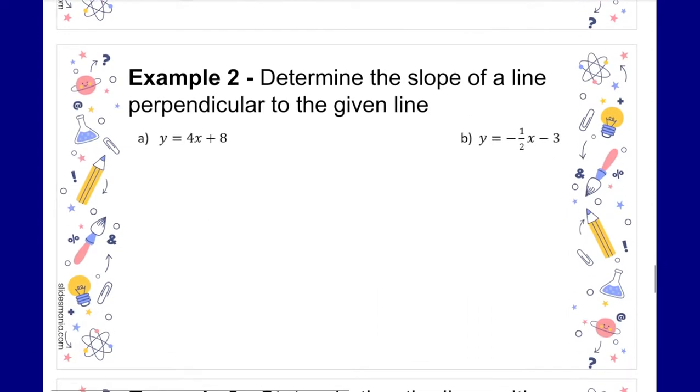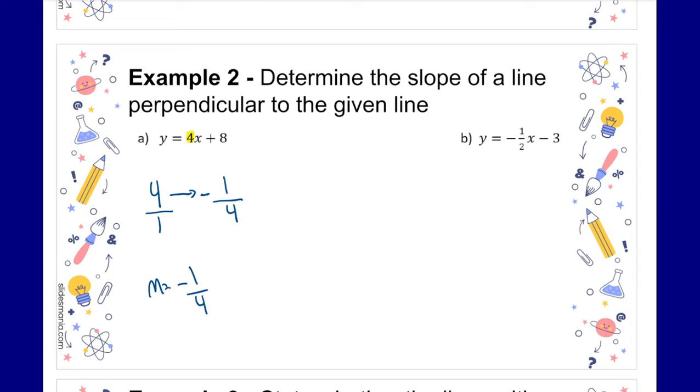For example 2, we want to determine the slope of a line perpendicular to the line we're given. Again, identify the slope, or the multiplier. In this case, it's 4. If I want a perpendicular line to that, I need to flip it. 4 as a fraction is 4/1, so when I flip it, it becomes 1/4. And then I give it the opposite sign. The original slope is positive, so my perpendicular slope will have to be negative. So the slope for my perpendicular line will be negative 1 over 4.